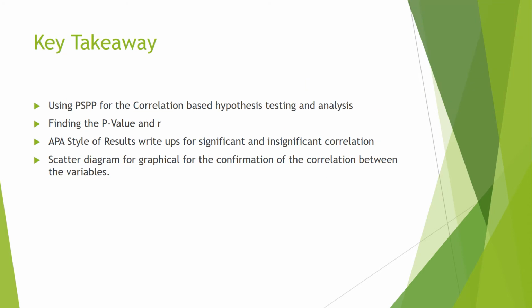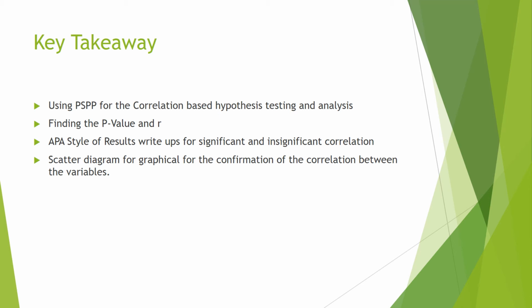Now we carried out all the statistical tests, and out of the 10 variable data sets, we found 6 are statistically significant and 4 are statistically insignificant. So now let's talk about what we get from overall this presentation. Of course, we came to know how to use PSPP for the correlation based hypothesis testing and analysis. Now we can find the p-value and r, and we can interpret these values for decision making.